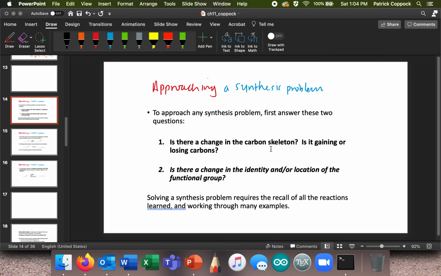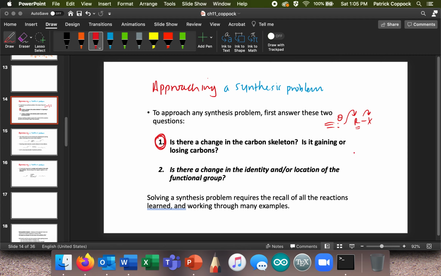Okay, so let's talk about approaching a synthesis problem. In order to approach a synthesis problem, the first thing you've got to do is ask yourself, are there any changes in the carbon skeleton? If there are, we know we can increase the carbon chain by using acetylide, right? That will increase it by the number of carbons that are in R.